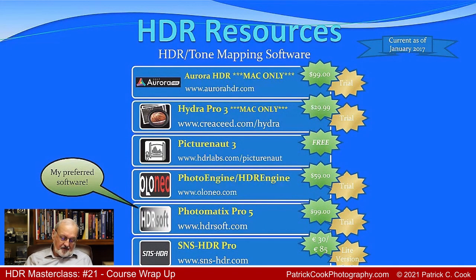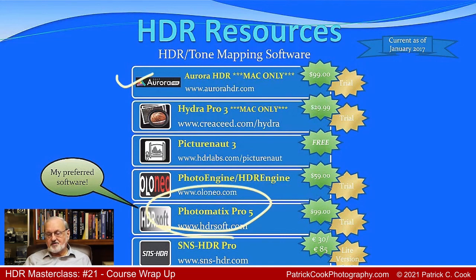More. The Aurora HDR is relatively new on the market. That's from Trey Radcliffe and some of the people that he's been working with. It's Mac only, but you know, new stuff is still coming on the market, and there's stuff that's been on the market for a long time. Photomatics Pro, that's the one I like. Well, they're currently at version 5 as of this taping, and they're working on version 6. So lots of good software out there.